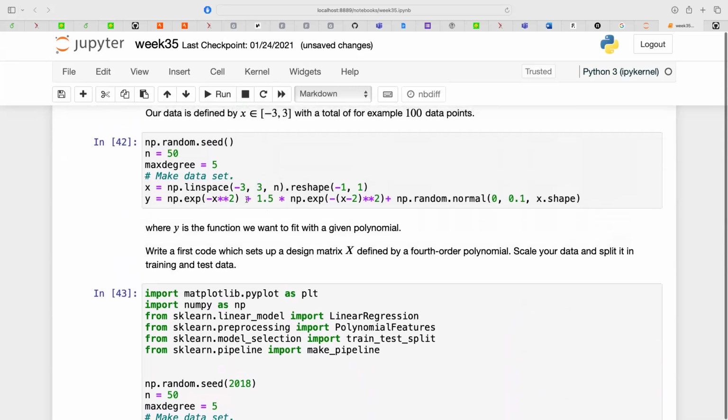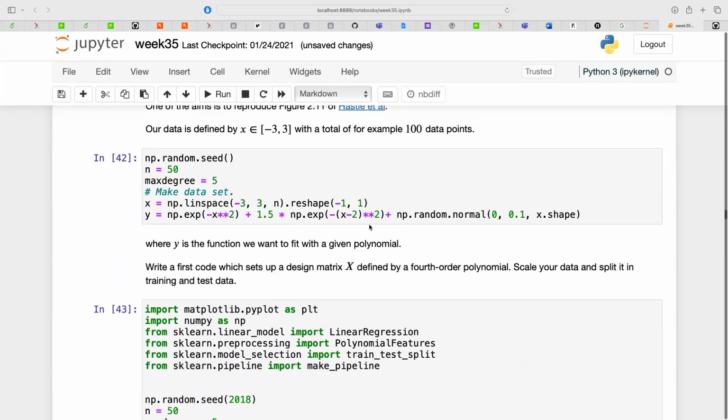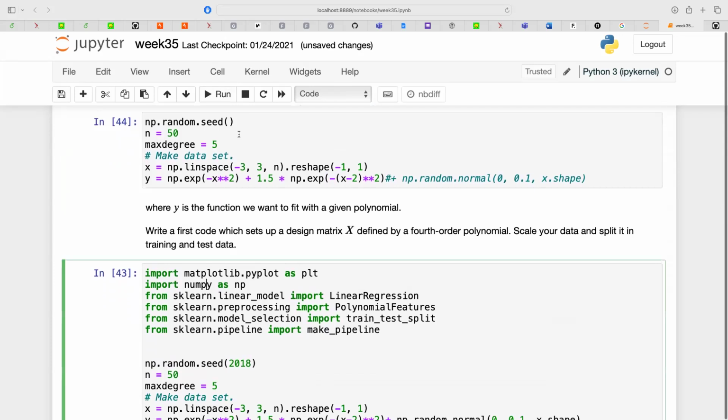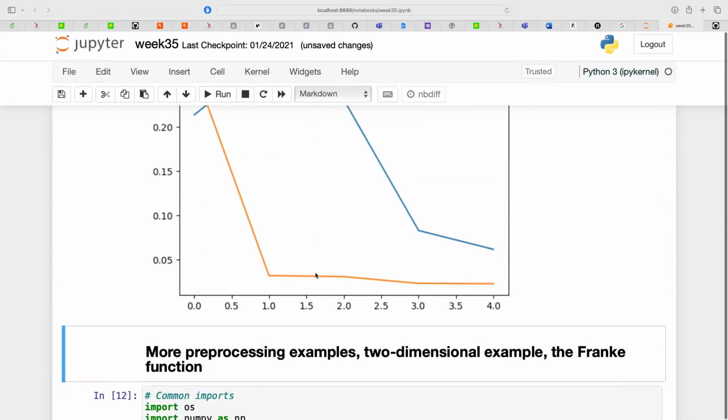So the more terms in the polynomial, the better the fit should be. Does that sound reasonable? Yeah. And in this case here, we could also take away the noise. Let's take away the noise in the beginning, because sometimes that gives us some clutter here. So let's rerun it, and you will see something like this.